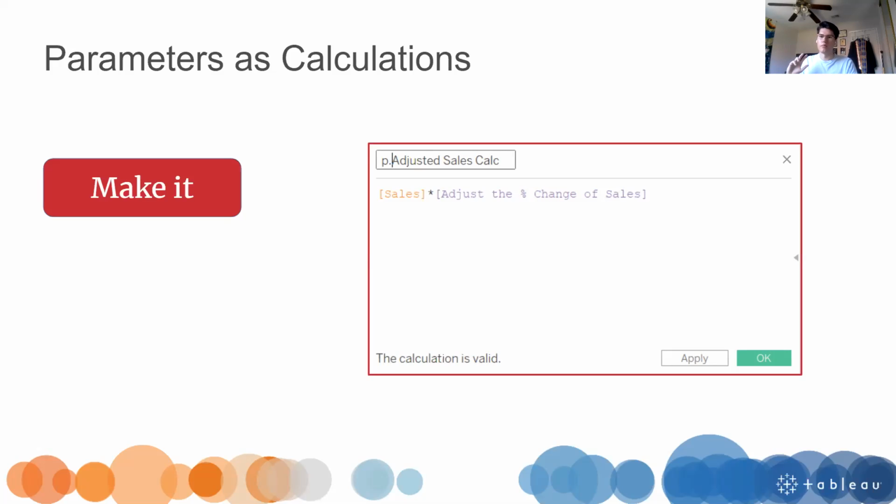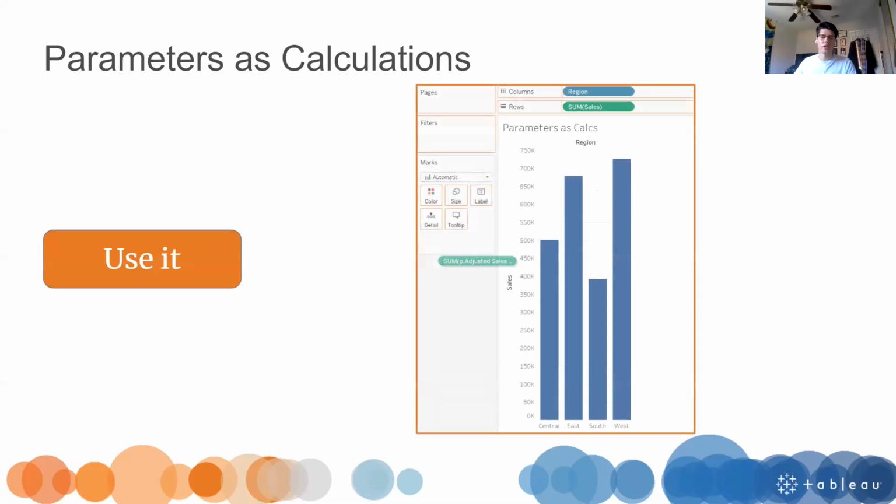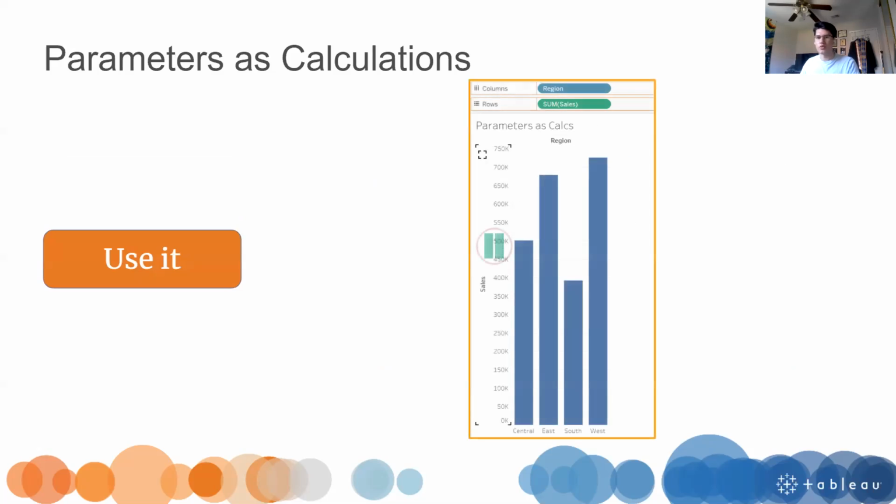And so the parameter, again, is going to be something that the user will be able to input on their own. So if they want to change it by 50%, they can go and type that in, and it will calculate our sales times 50%. And so in using it, we can go ahead and drag our new calculation onto the view. And so in this instance, we're going to drag it onto the y-axis.